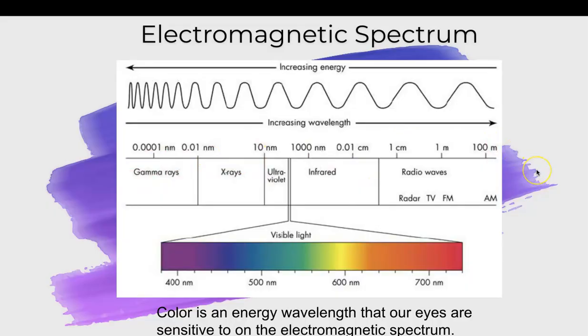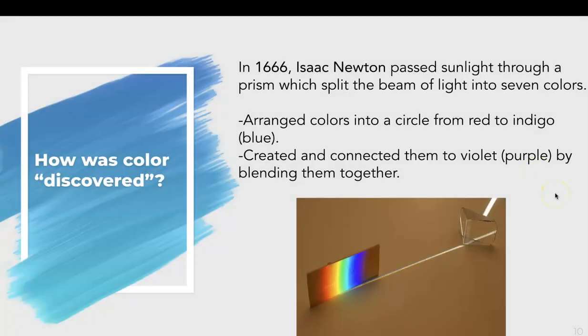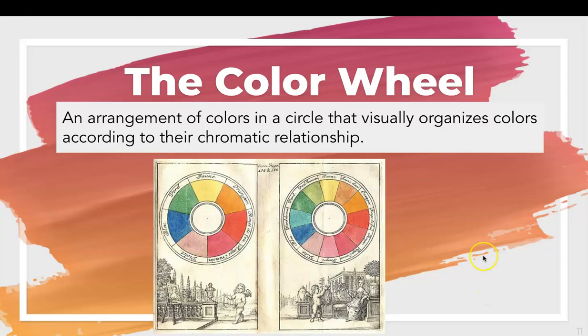from our eyes. In 1666, Isaac Newton discovered color. He passed sunlight through a prism, which is a piece of glass. It split the beam of light into 7 colors. He took those colors, he arranged them into a circle from red to indigo. Indigo is kind of like a blue. And if you mix red and blue together, you get purple or violet. And so that's kind of where the color wheel came from.